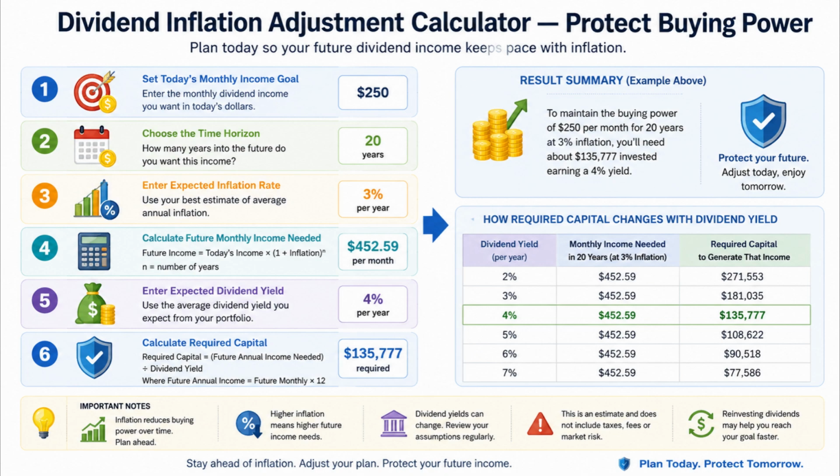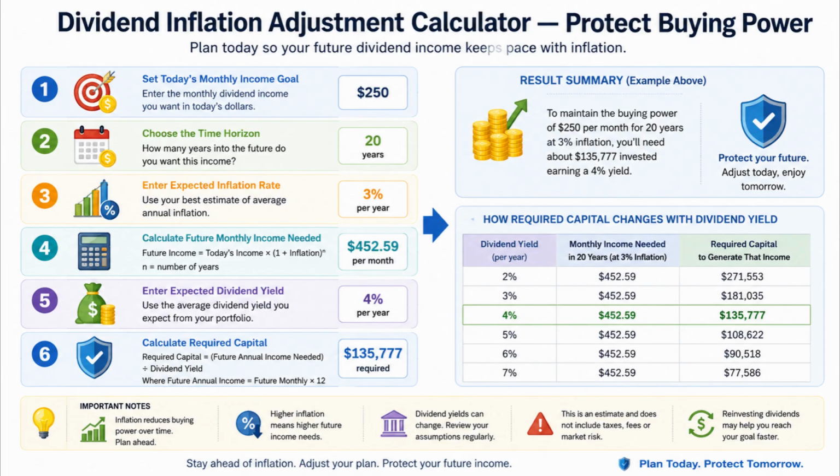In this video, we will discuss the Dividend Inflation Adjustment Calculator for Protecting Buying Power. First, we start by setting today's monthly income goal. In this example, the target dividend income is $250 per month in today's dollars. This means the investor wants future dividend income to have the same buying power as $250 today.